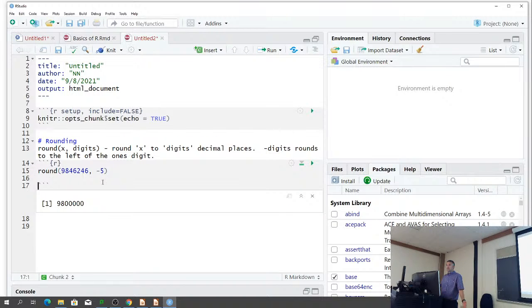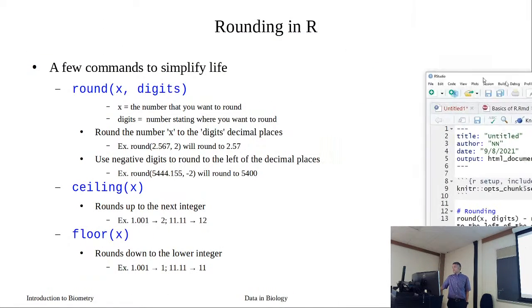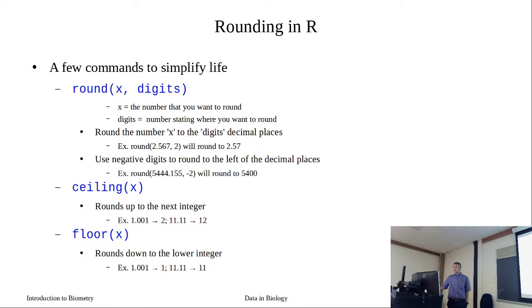So pretty easy. And R is going to use the same rounding rules as us. And we're doing that for a reason, so that if you round, you can use R to check your numbers. There are two other things that R can do, and that's ceiling and floor. Ceiling is when you round a number up to the next highest integer. Floor is when we round down to the lowest integer.